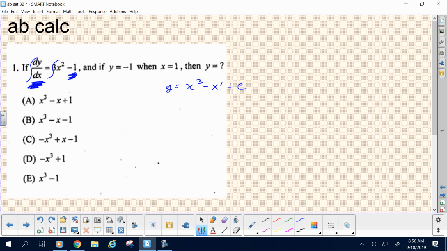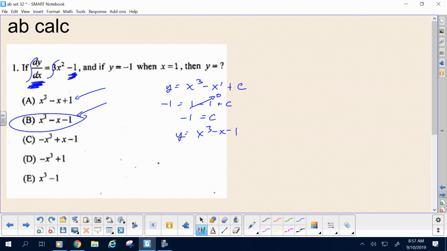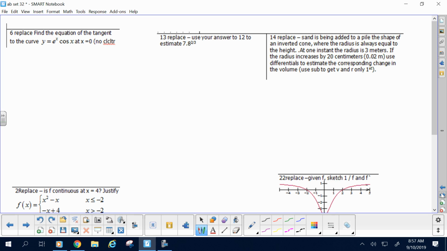All right, cool. Now, negative 1 is 1 minus 1 plus c, so it feels like c is negative 1, so y is x cubed minus x minus 1. So we choose which one? B. You can see that you have to read very carefully here. It would be a shame to do the calculus correctly, but choose incorrectly. Read carefully. All right, cool.